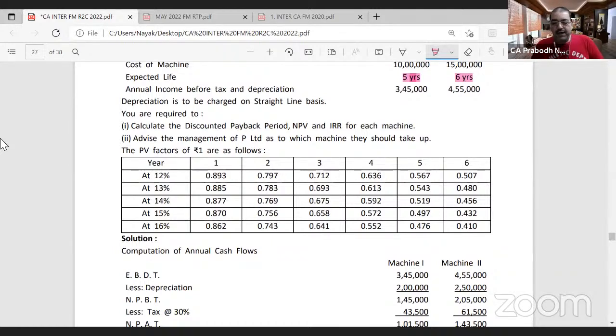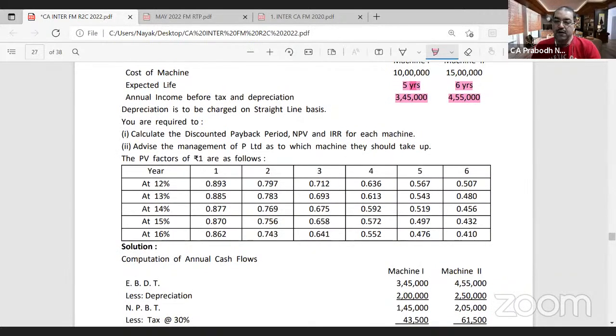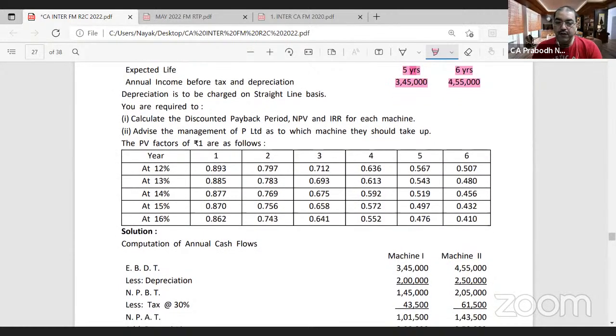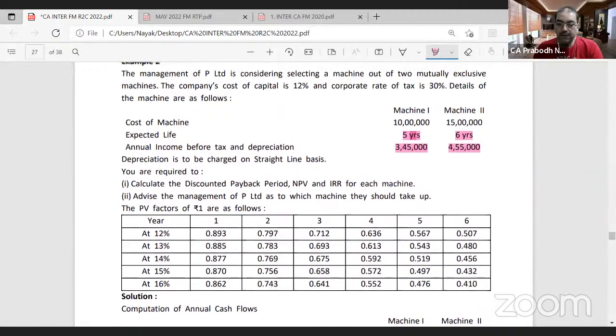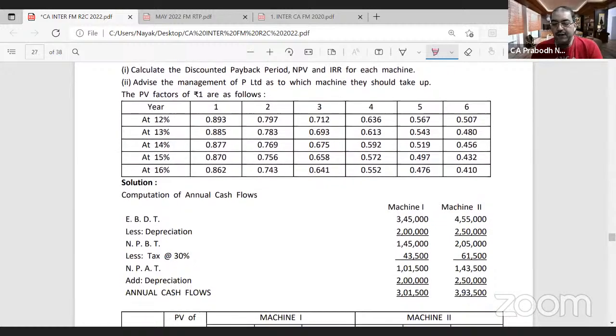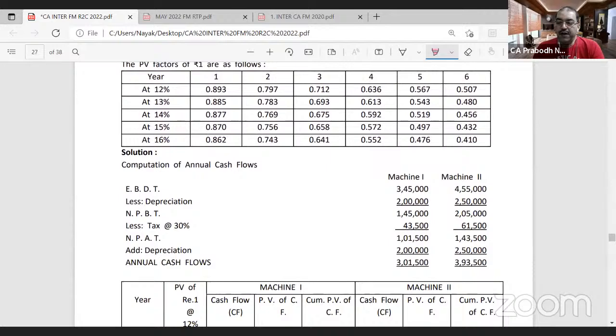Normally, we start with EBDT. So EBDT, that is annual income before tax and depreciation, is given to you. It's 3 lakh 45 and 4 lakh 50. Okay. So we start with EBDT, less depreciation. Straight line method. Cost of the machine is 10 lakhs in the first case, divided by 5 years, 2 lakhs. 15 lakhs divided by 6 years, that will come to 2 lakh 50,000. Salvage value they have not given for either of the two machines. So net profit before tax, less the tax at 30%. You get net profit after tax, add back the depreciation, you get the annual cash flows.